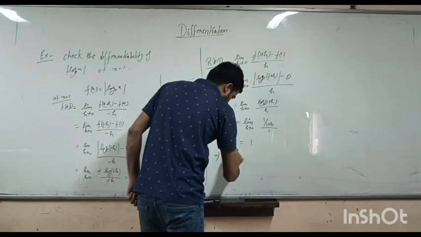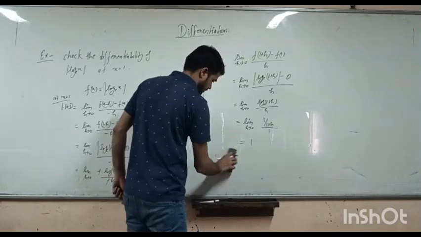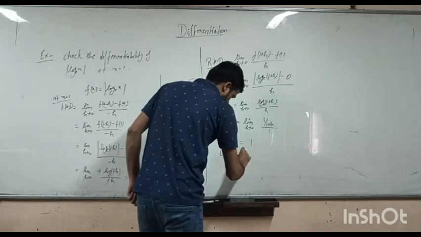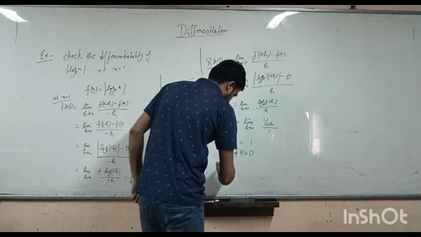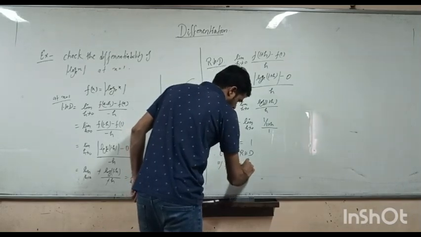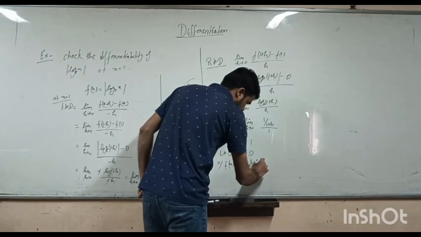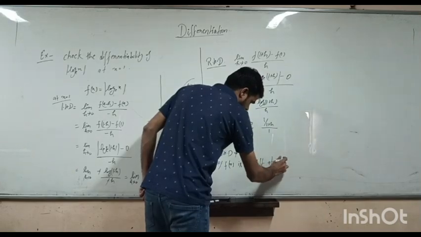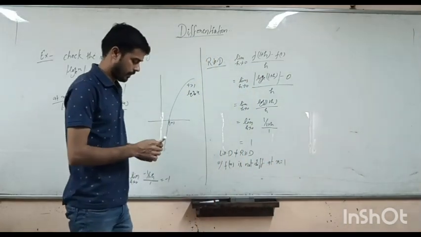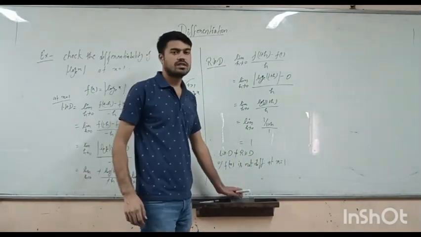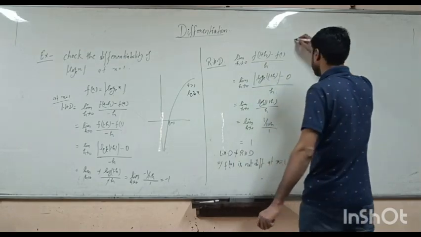Since left hand derivative is not equal to right hand derivative, that means f(x) is not differentiable at x equal to 1. Okay. So this is how we will find whether a function is differentiable or not at x equal to 1.